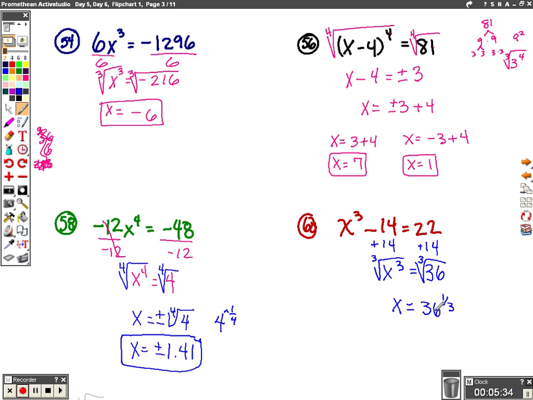Now, 36 could actually be written another way. I could rewrite 36 as 6 squared, to the 1/3 power as well. In my calculator, I could plug in 36 to the 1/3 power, and you want that in parentheses. You could also write 6 squared to the 1/3, which would be 6 to the 2/3 power. And you will get the same exact answer, and that's what we're going to work on tomorrow. All right, so our final answer, we just get x equals 3.3.